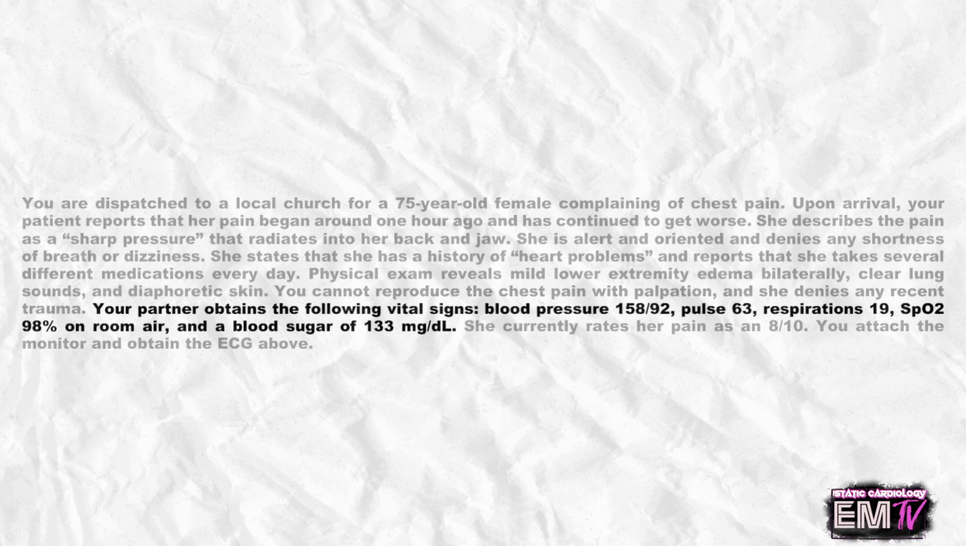Your partner obtains the following vital signs: blood pressure 158/92, pulse 63, respirations 19, SpO2 98% on room air, and a blood sugar of 133. You attach the monitor and obtain the ECG above.